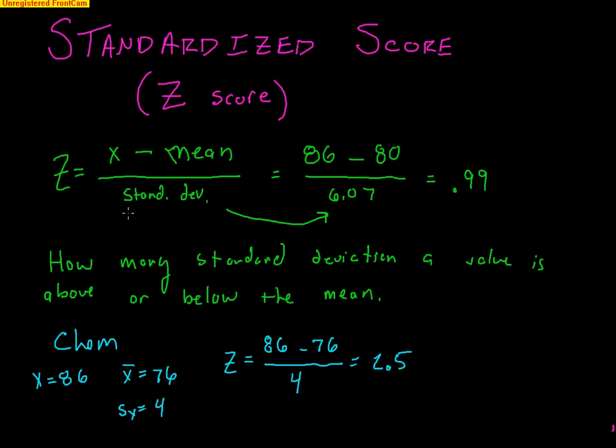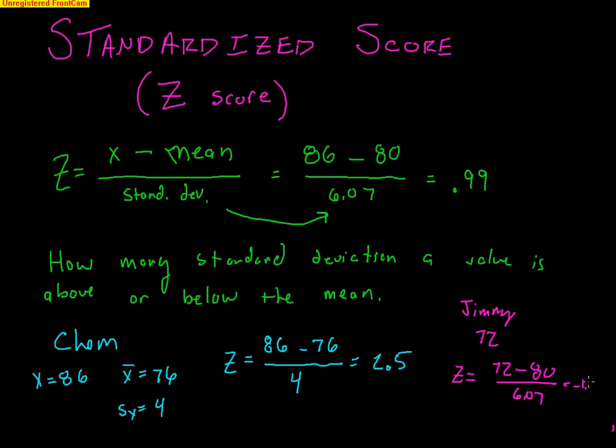So let me give you a couple more examples here real quick. Let's go back to Jimmy. If you remember, Jimmy got a 72 on that math test. So Jimmy's z-score is going to be 72 minus 80 divided by 6.07. What an easy formula. 72 minus 80 divided by 6.07. So Jimmy was negative 1.32.